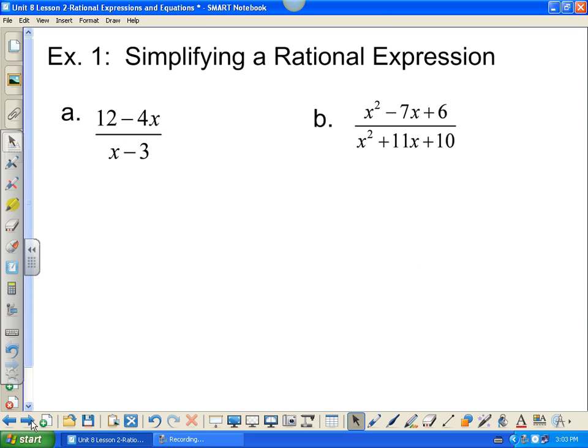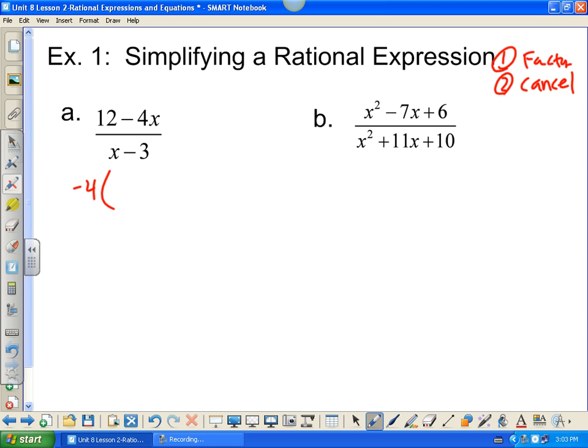Let's simplify a rational expression. Your basic directions are to factor and then cancel. So when I look at letter A, the numerator does have a greatest common factor, which is our first little factor. Just be careful that you can choose to pull out a positive 4 in the numerator, or you can pull out a negative 4.